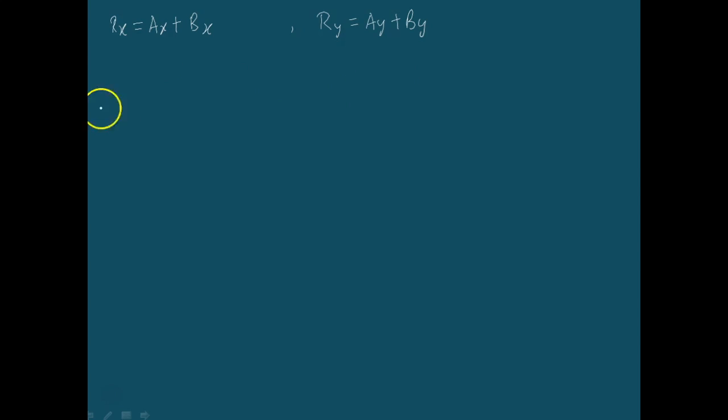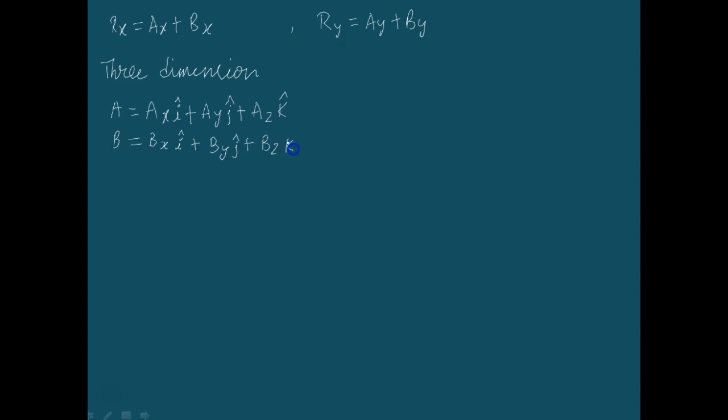And this is the case of two dimensions. If you are considering the case of three dimensions, then how can you represent A? Yes, A can be represented by Ax into i cap plus Ay into j cap plus Az into k cap, isn't it? This is the vector A. And similarly, we can represent vector B also. Vector B can be represented as Bx into i cap, By into j cap, and Bz into k cap.